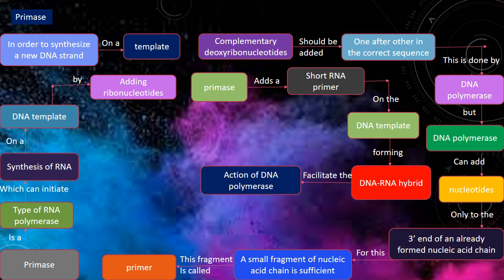Primase is a type of RNA polymerase which can initiate synthesis of RNA on a DNA template by adding ribonucleotides. Primase adds a short RNA primer on the DNA template, forming a DNA-RNA hybrid, which facilitates the action of DNA polymerase.